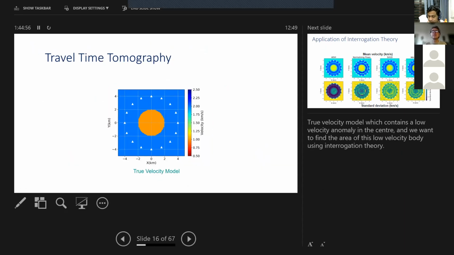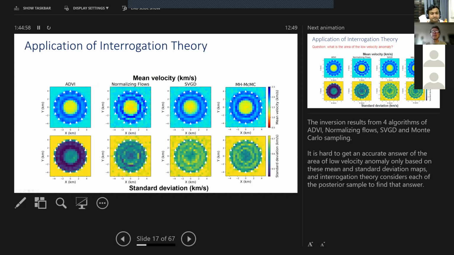We get these different solutions for the mean on the top and the standard deviation on the bottom from four different algorithms: Metropolis-Hastings, SVGD, normalizing flows, and ADVI. Here's a question: what is the area of that low velocity anomaly here?